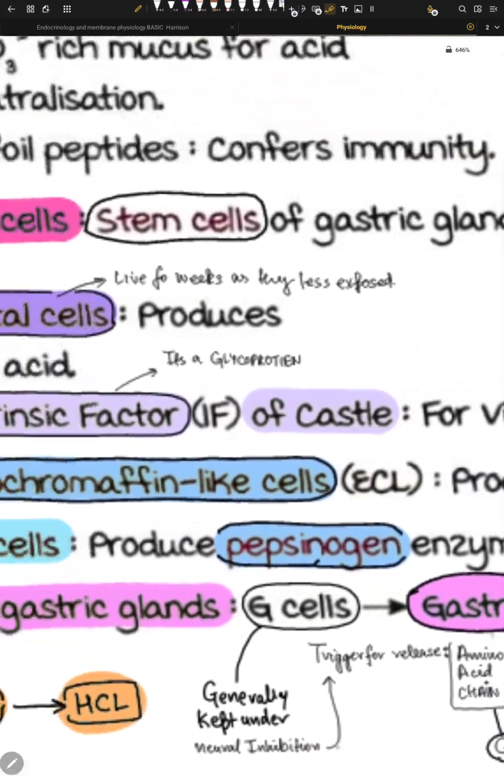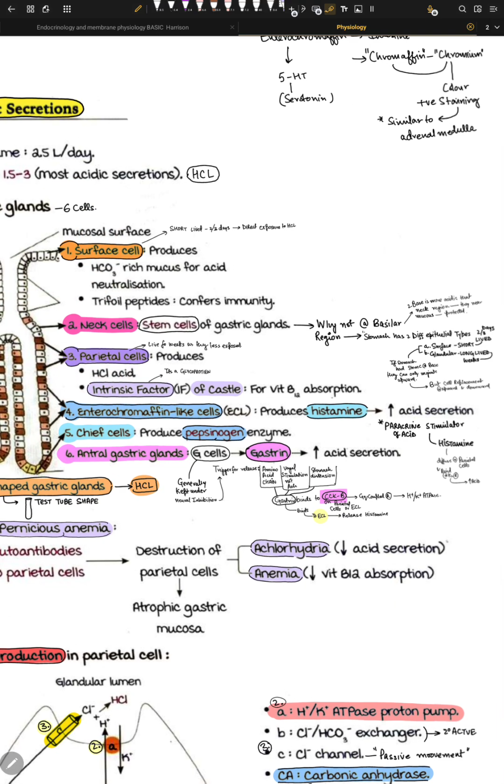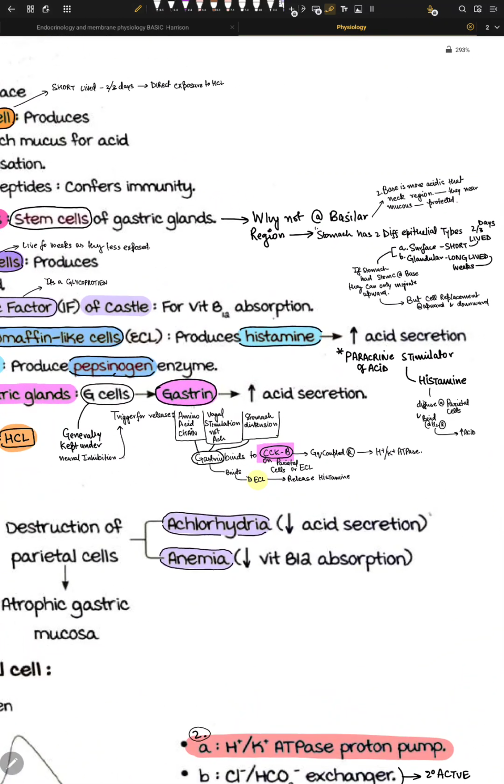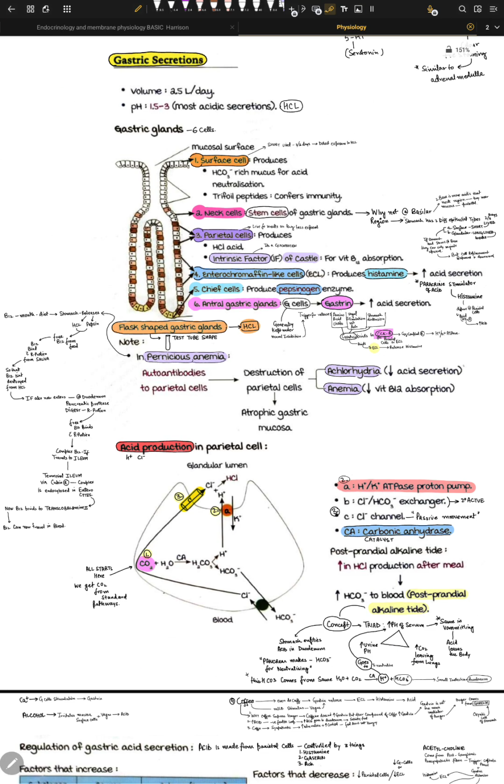So we need these stem cells that are present in the neck region. We need the stem cells for this part and this part, right? And this is short-living and this is long-living. Why is it like that? It's a cool question. I'll tell you. If a stomach had stem cells at the base, they could only migrate upward, but the cell replacement has to happen upward and downward. So that's why the stem cells in the stomach lining are in the neck region. So that's the concept about it.